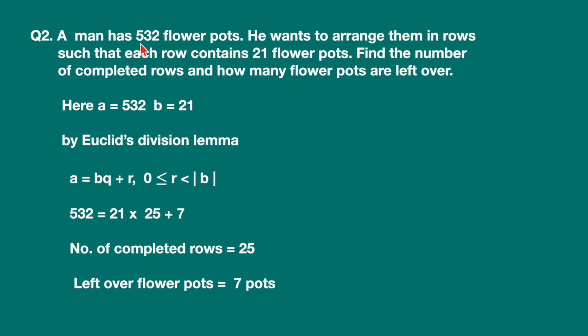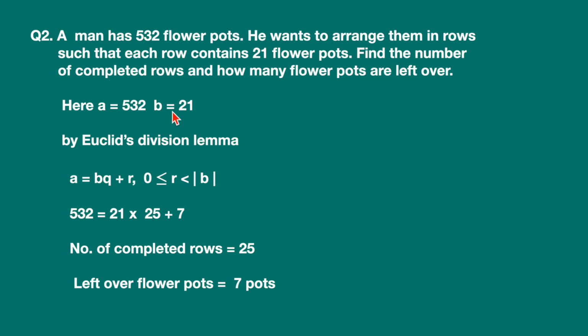A man has 532 flower pots. He wants to arrange them in rows such that each row contains 21 flower pots. Find the number of completed rows and how many flower pots are left over. So here it's a simple division sum. Here a, the dividend, is 532, and we are going to divide it by 21. That is the divisor, that is b.